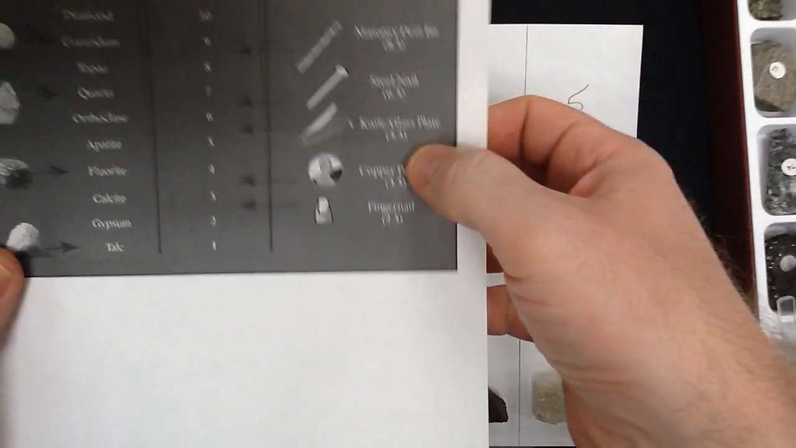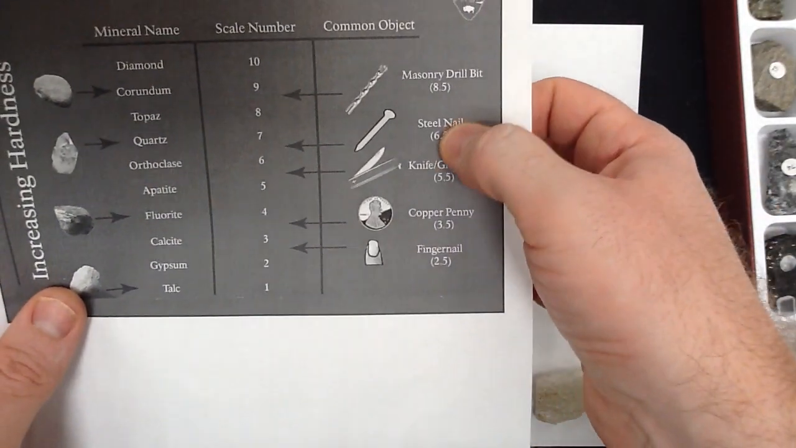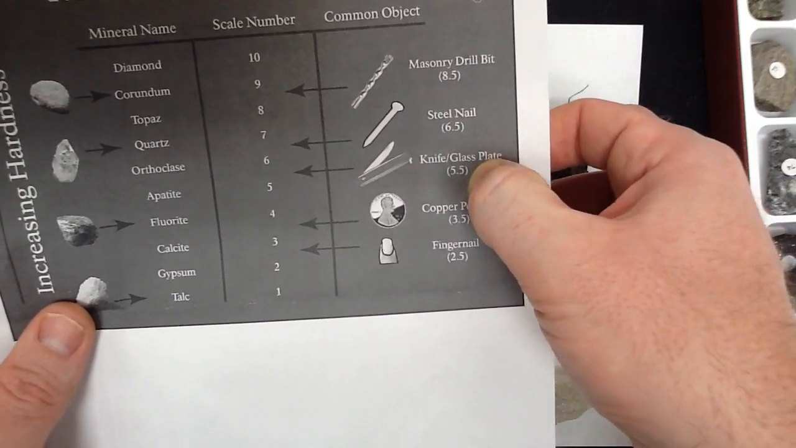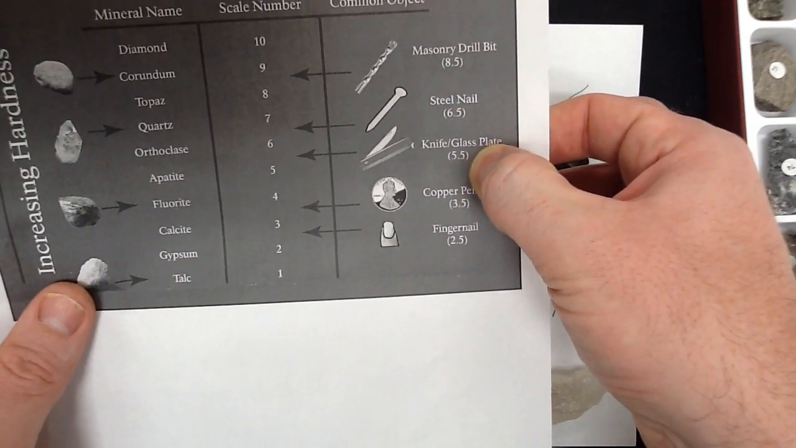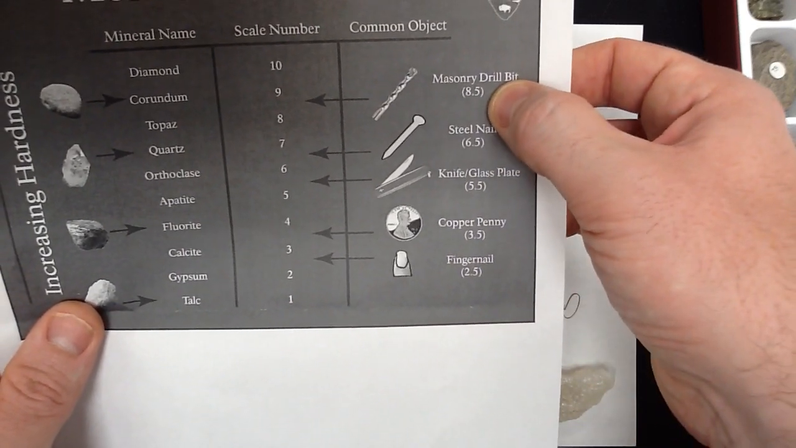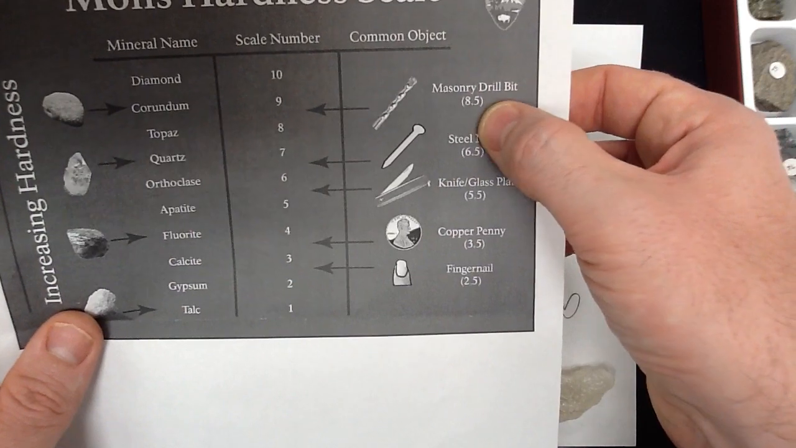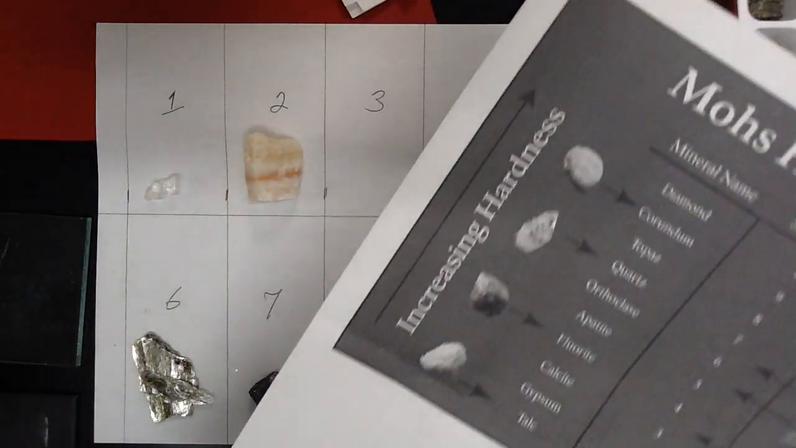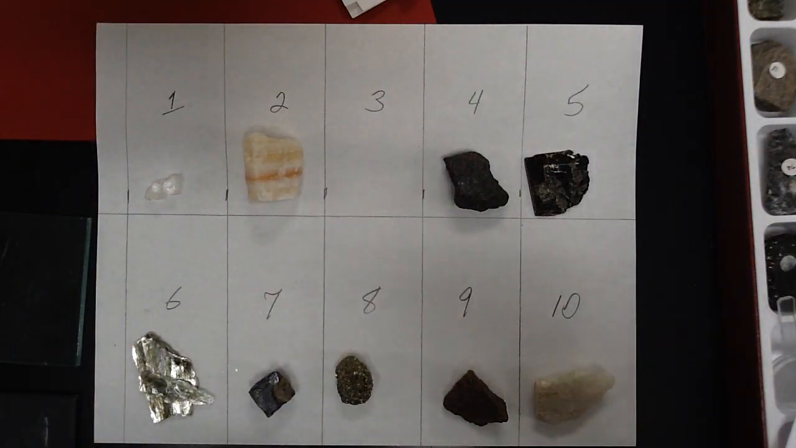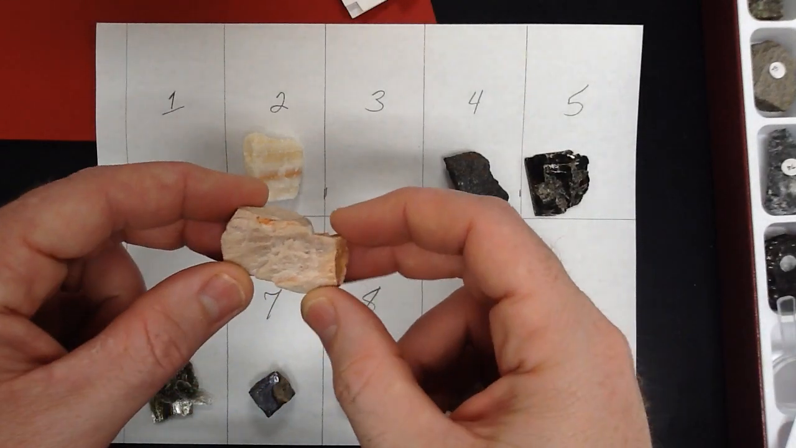So on your chart here, it's probably going to be somewhere around a 6.5. We know it's harder than 5.5 because it did scratch the glass plate. We know it's softer than a 7.5 because it did not scratch the streak plate. It left a streak behind on the streak plate. So probably somewhere in between a 5.5 and a 7.5 for the hardness of this sample.